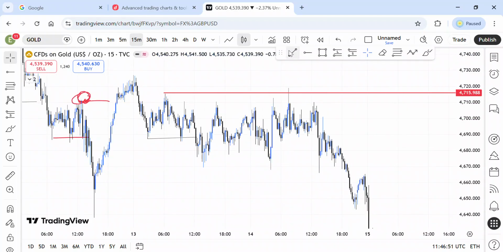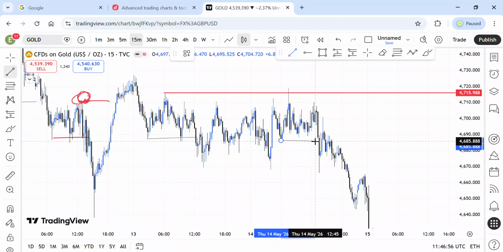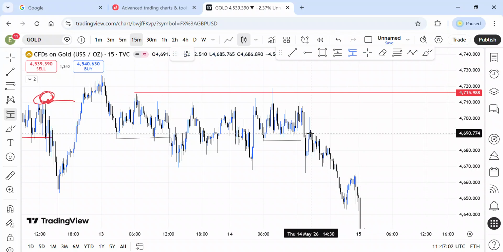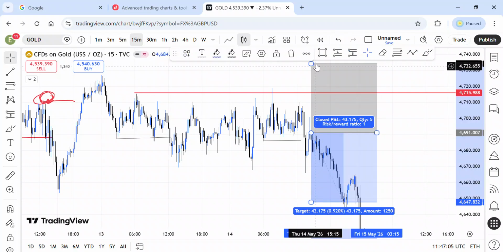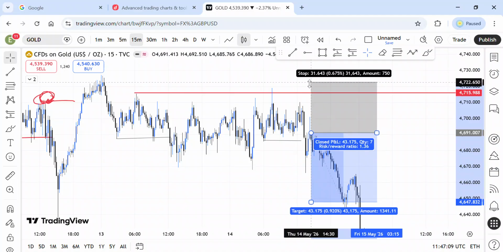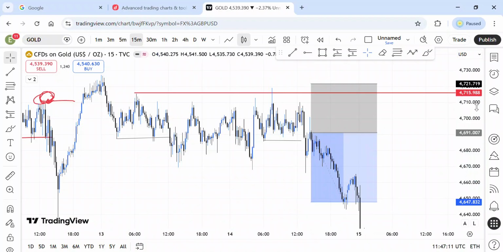Then I see another choke here. You can see I saw another choke here. So when I saw another choke here, it gave me more confidence to sell. At least I know if I sell now and I see my stop loss, I'm going to be fine, right? Because I see a lot of things before entering the trade. So I put my stop loss here.